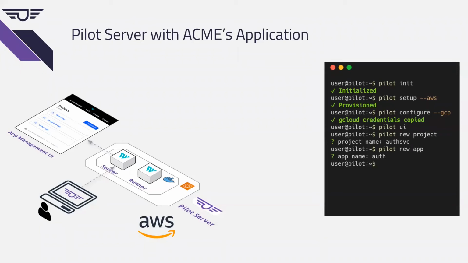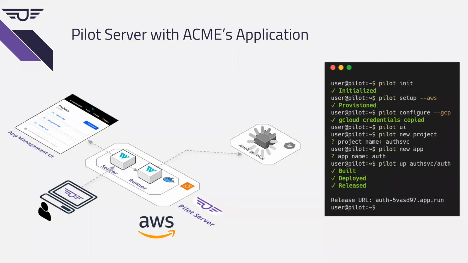And we won't show it here for brevity's sake, but they also have to link the app repository through the UI. So after it's configured, they can deploy the application using Pilot up. It will go through the build, deploy, and release lifecycle. And after a few moments, the authentication service is deployed.